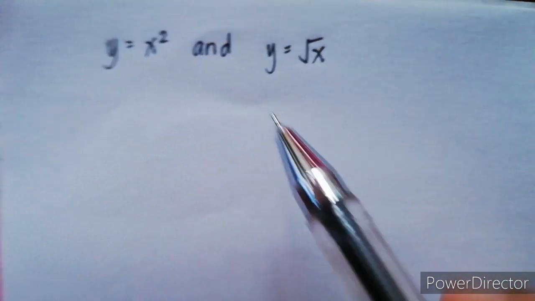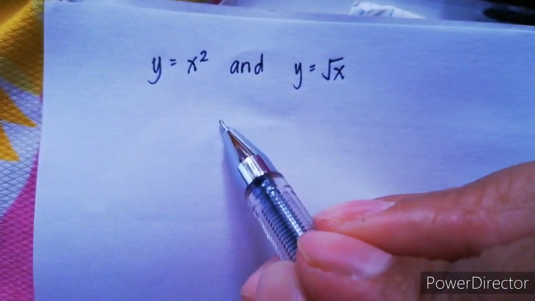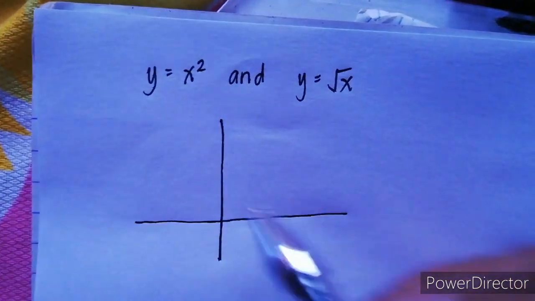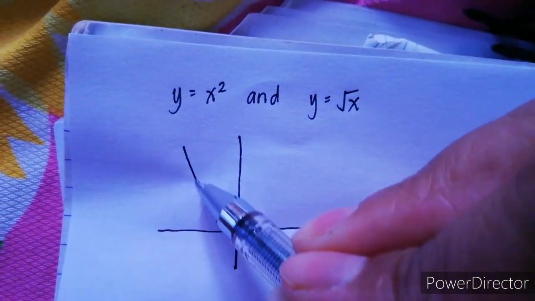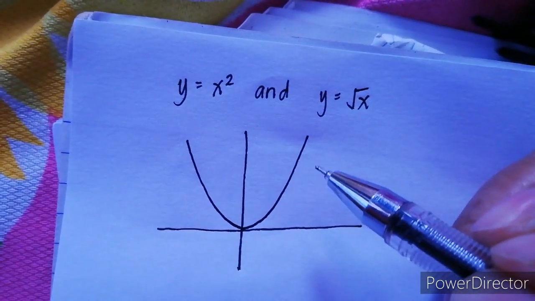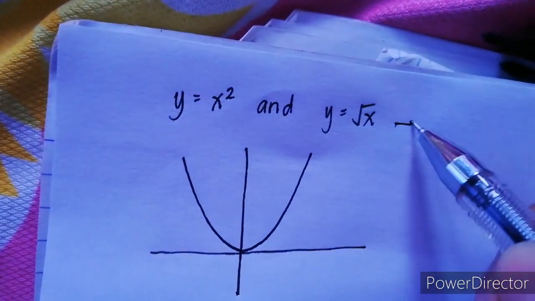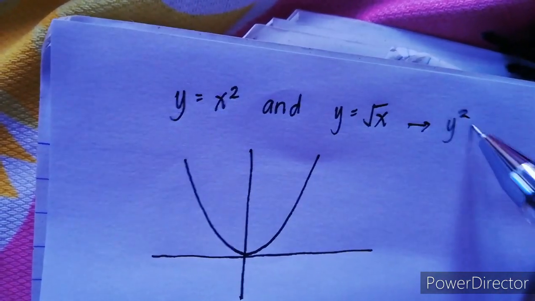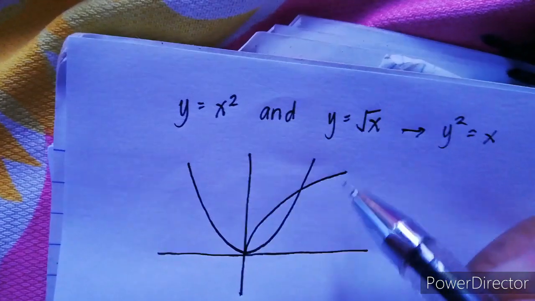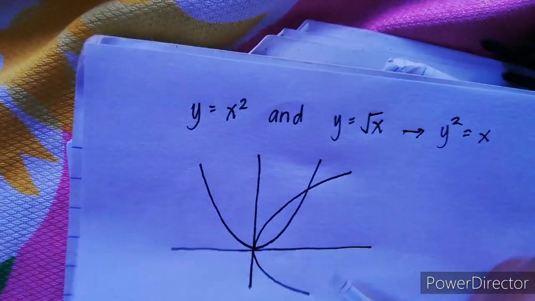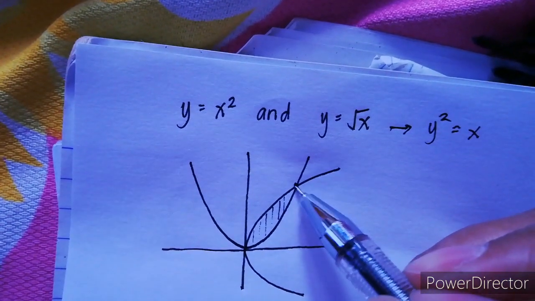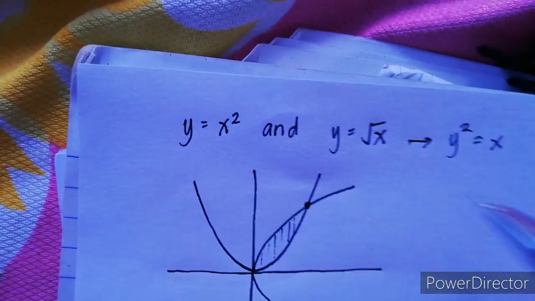So we have to graph it first. So y is equal to x squared. As you can see, it is a parabola that opens upward. And then y is equal to square root of x is also equal to y squared is equal to x, and that is a parabola that opens to the right. So we have to look for this area and of course the intersection for the limits.